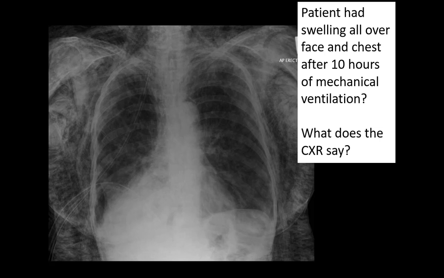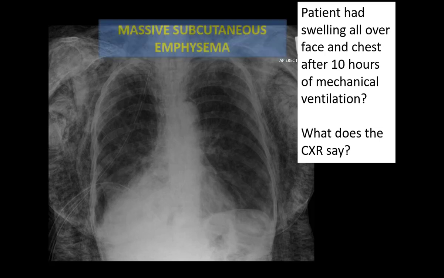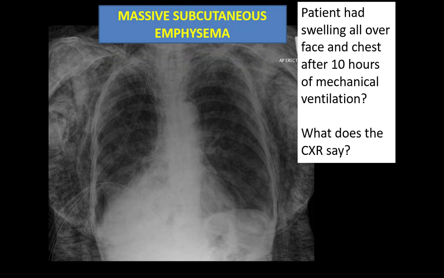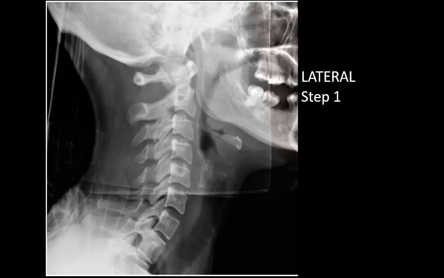Patient had swelling all over the face and chest after 10 hours of mechanical ventilation. This is quite evident. This is subcutaneous emphysema. And what is the management? Probably it is because of the high pressures. There is pneumothorax which has led to subcutaneous emphysema. You have to place the thoracostomy tube, and sometimes you may need to place more than one thoracostomy tube because the ingress is more and the egress is less. So this is massive subcutaneous emphysema.